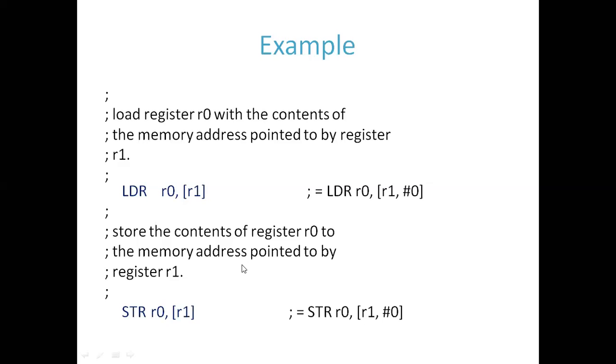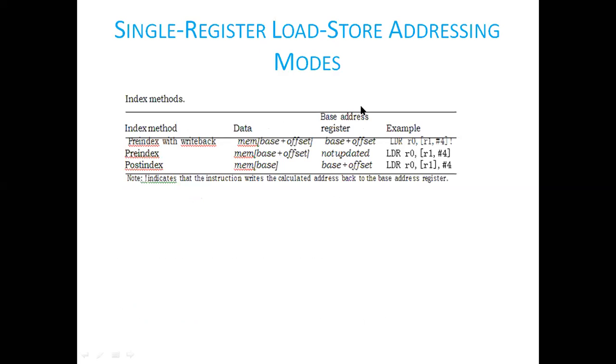And here is something called single register load store addressing modes. What are the different addressing modes we have? First one is pre-index with a write back, and then the pre-index and the post-index. The pre-index in the sense that you are using the value of the base address and then calculating the value. Post-index in the sense that you are first fetching the value, then you are writing it back. So look at this one, pre-index with the write back, the memory base address plus the offset. Whatever the offset value you have, that will be added to the base address. The register contains base plus the offset value, and it will be written back to the base address.